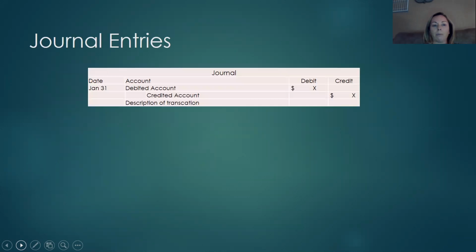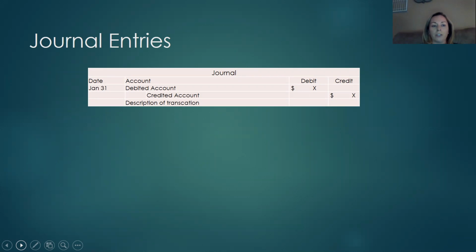So we're going to talk about journal entries. Journal entries are how the accounting department will keep track of transactions. With every transaction in accounting, there needs to be a debit and credit. And so here's an example of what a journal entry may look like. So you're going to see the date, the account, and then debit and credit columns.